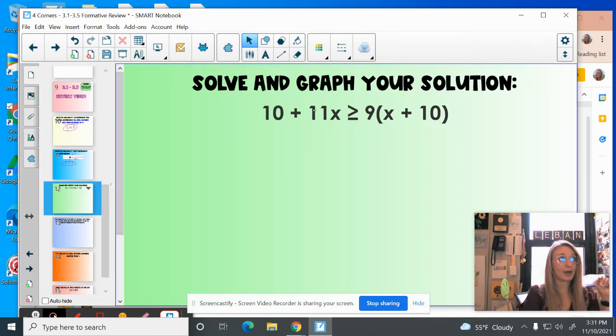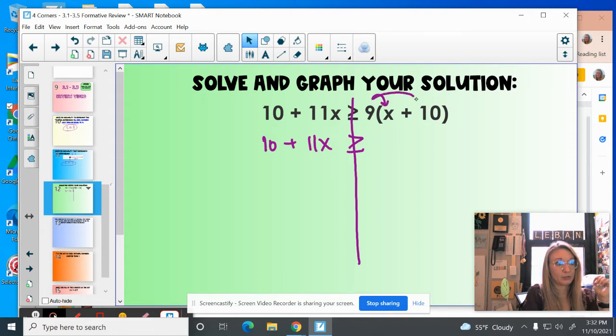Next topic, you are looking at multi-step inequalities. Not only do you need to solve them, but you need to be able to graph your solution. This is very similar to multi-step equations. You just have an inequality sign. So let's go ahead and start solving. Don't forget that this is our distributive property. So we multiply 9, our outside term, to both terms inside. So 9 times x gives us 9x, plus 9 times 10 gives us 90.